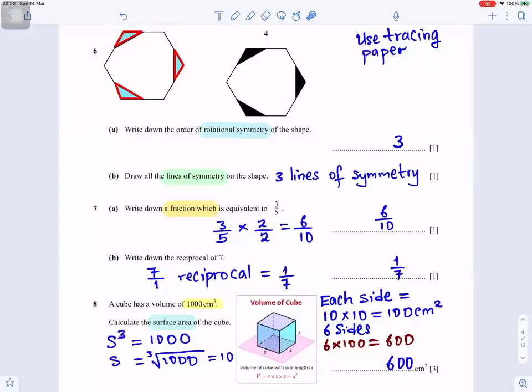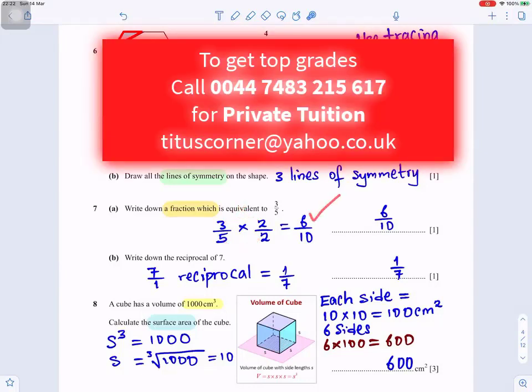Question number 7. Write down a fraction which is equivalent to 3 over 5. You can multiply 3 by any number and multiply 5 by that same number. So I pick 2. 3 times 2 and 5 times 2. 3 times 2 is 6 and 5 times 2 is 10. But don't use 1. If you use 1 over 1, it will stay the same. Any number bigger than 2 would work as well.